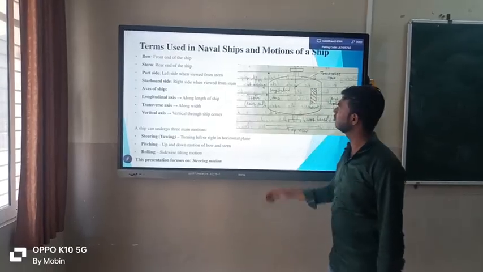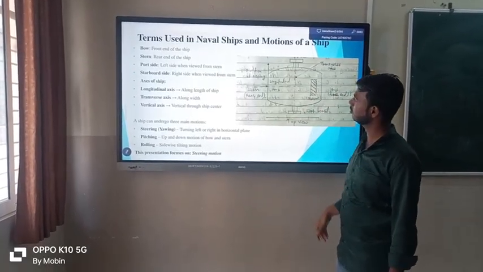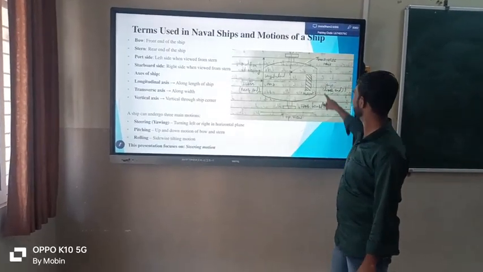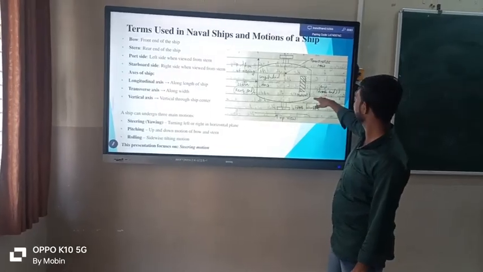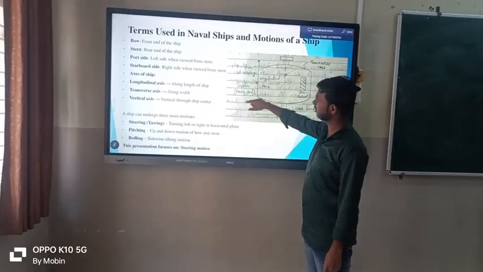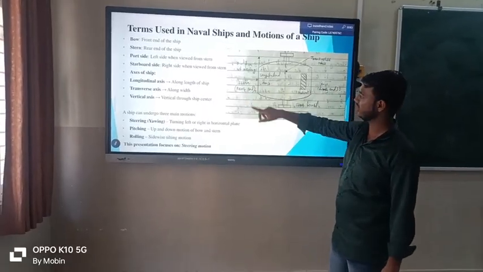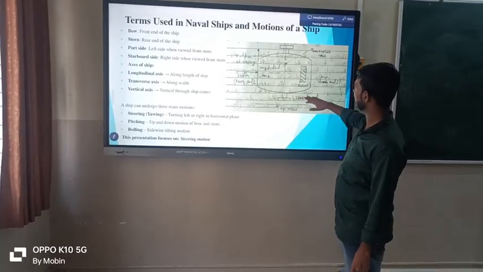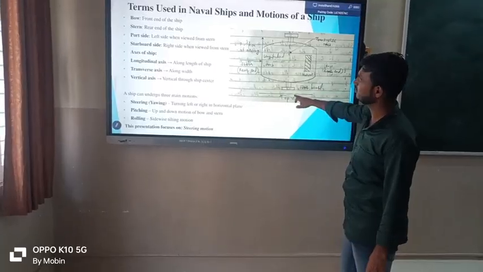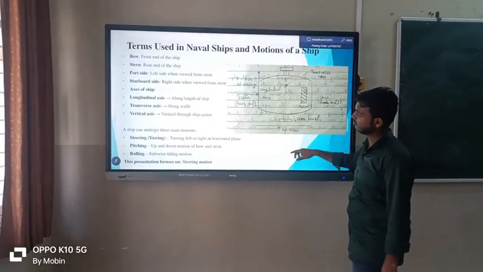What are the terms used for naval ships and the motion of a ship? First one is bow. Bow is the front end of the ship. Second one is stern. Stern is the rear end of the ship. Port side is the left side of the ship, and this is the starboard side, which is the right side of the ship.